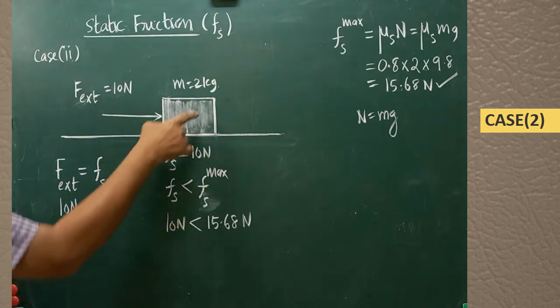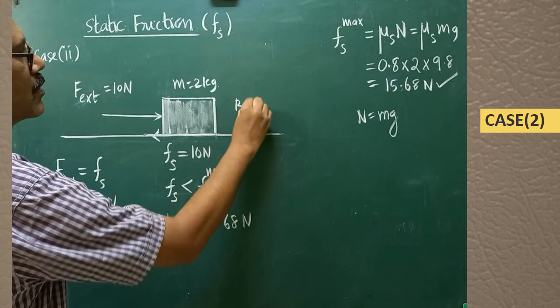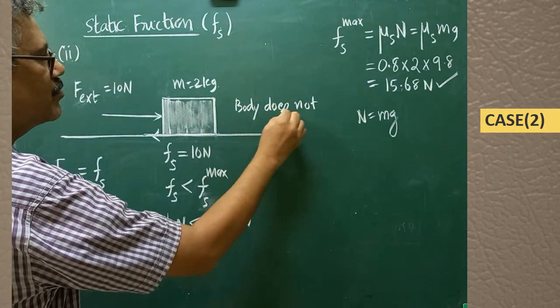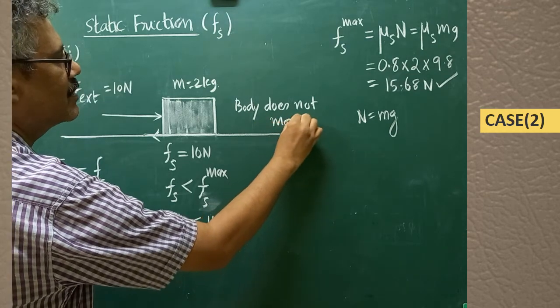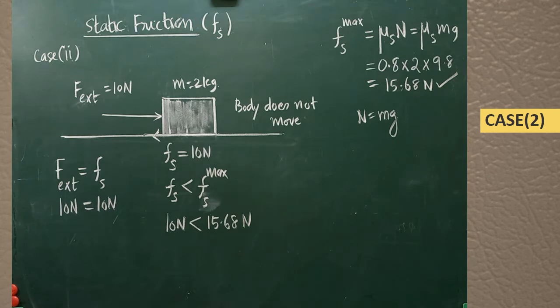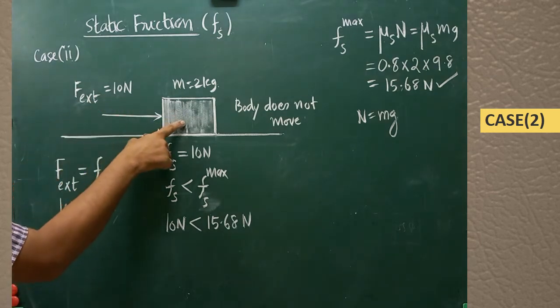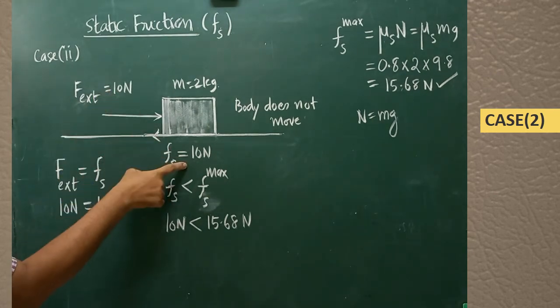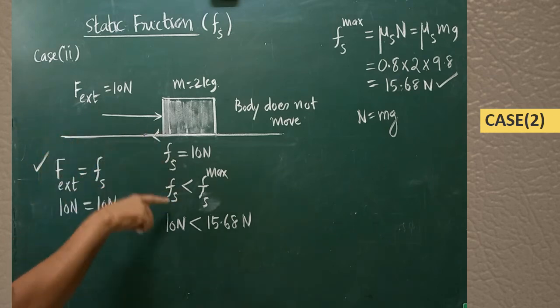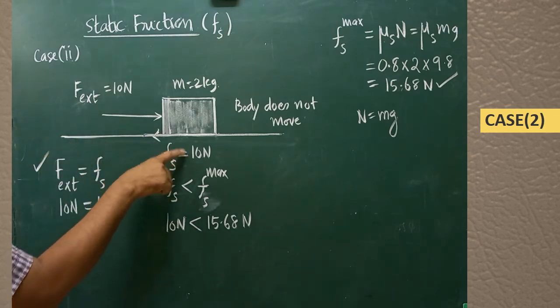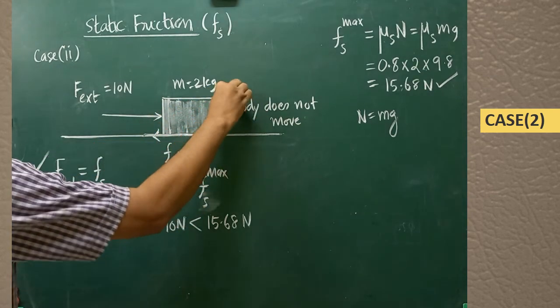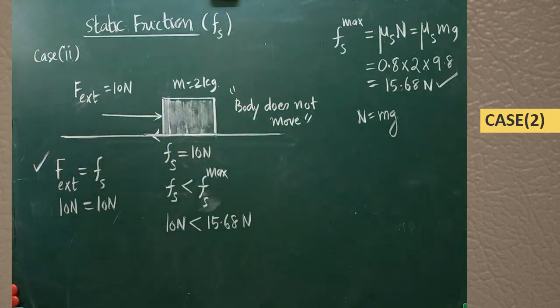Because of this condition, the body does not slide or move. Actually it should be called a slide, but for the sake of your convenience, I am writing that the body does not move. Though force is applied, the body won't move because F external and the static frictional force are both equal. That is another important thing. Moreover, the frictional force created here is lesser than Fs max. That's why the body does not move though an external force is acting on it. Understood? This is case 2, a very important one.